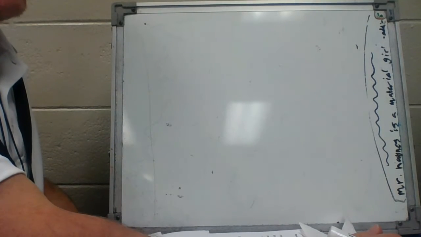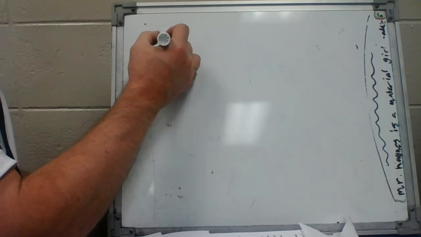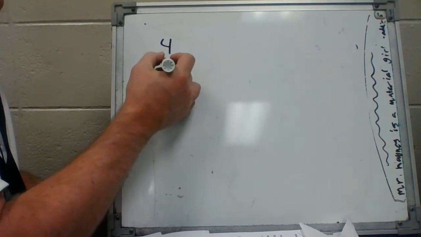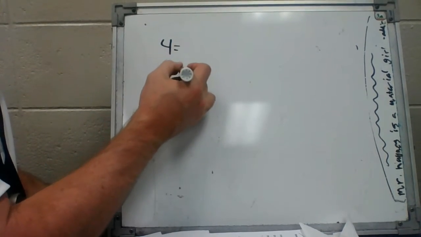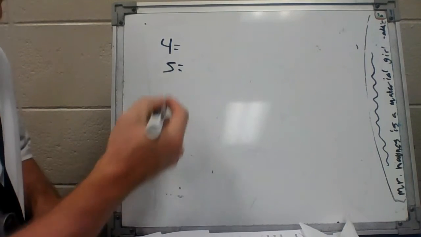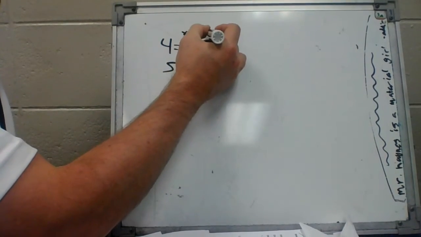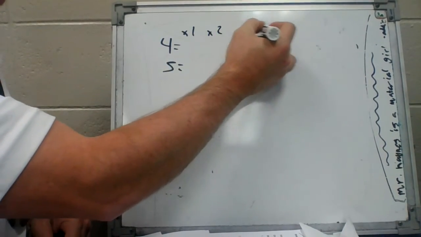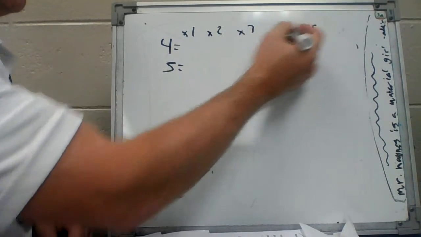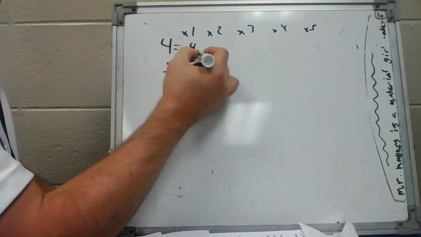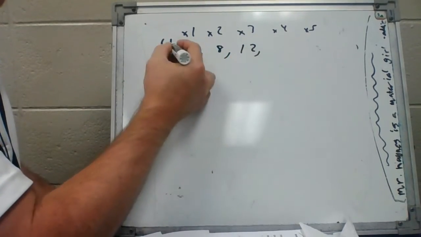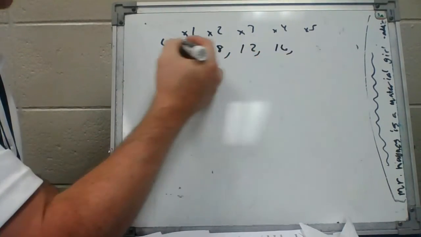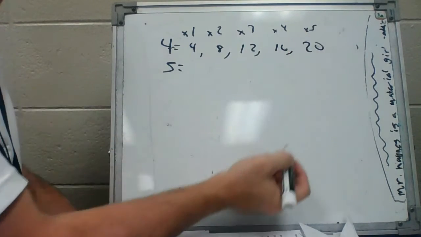1. Okay. So we've got a light that blinks every 4 seconds, and another one that blinks every 5 seconds. So we got to find out when they blink together. Okay. So multiples is like times 1, times 2, times 3, times 4, times 5. So 4 times 1 is 4. 4 times 2 is 8. 4 times 3 is 12. 4 times 4 is 16. 4 times 5 is 20.